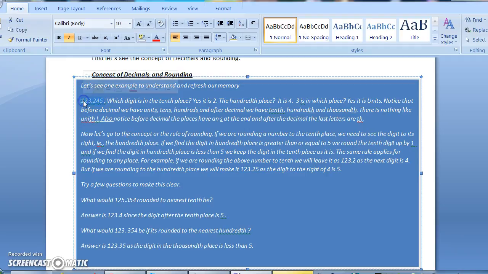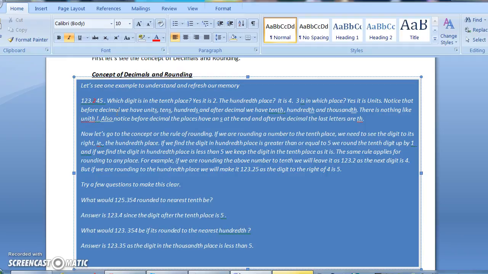So let's start with the concept of rounding. When I say there is a number, let's say 123.245, first of all the question is what are the tenths place, the hundredths place, the units place, the tens place, etc. Let's first discuss that. Now, if you notice this 2 which I just highlighted, what place is this 2 in? Answer is, it is in the tenths place.